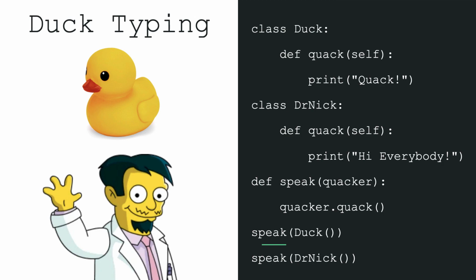Close. It's an attribute error. So if you try and call a method that's not on the actual object, it's going to raise and throw an attribute error saying, I don't know what this is. So I'm not going to do anything about it.